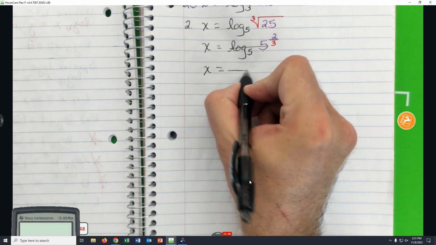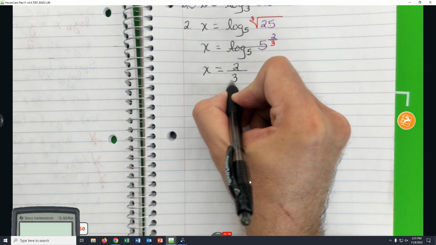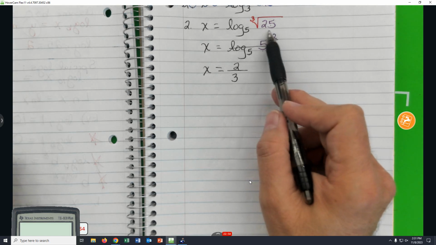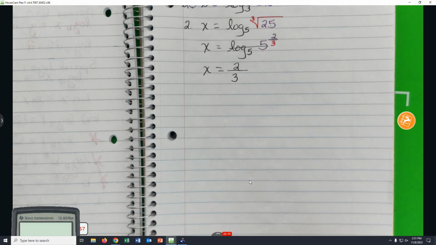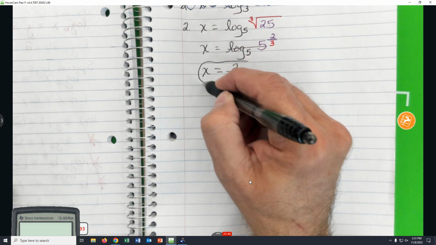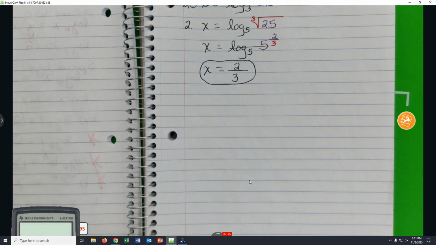And you might be thinking, well, wait a minute. What if instead of 25, there was 26, something that you couldn't do? We'll answer all of that later, something called a change of base formula. But for the time being, you have to be able to get a common base. Okay, so type in 2/3.